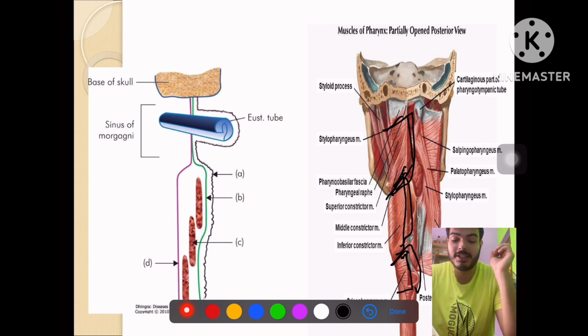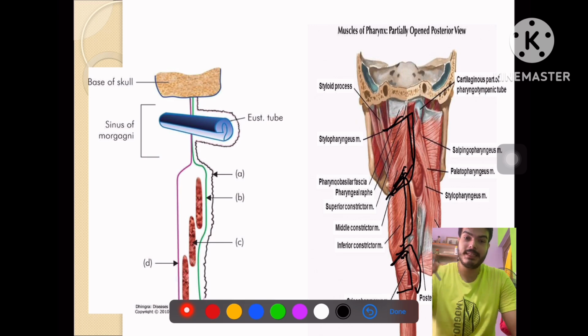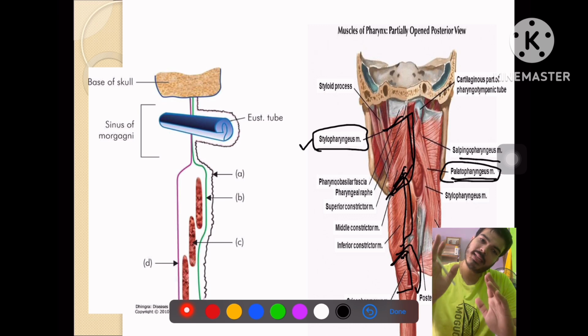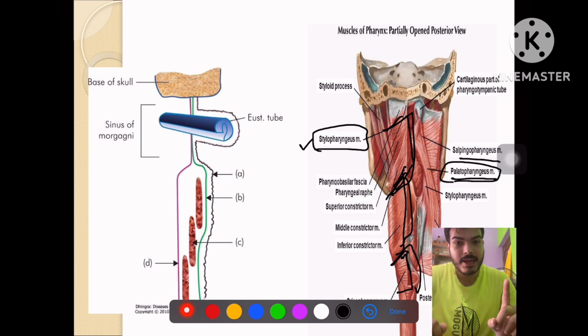Tensor veli palatini, ascending pharyngeal artery, auditory tube, levator veli palatini, and ascending palatine artery. I'm just slightly confused with the contents, but the above ones are okay. This A, I'm confused. I'll write it in the description. Okay, so this was about the contents of the sinus of Morgagni. Whenever that tumor goes towards the sinus of Morgagni, it can actually involve those structures. Tensor veli palatini and levator veli palatini are of course the muscles that open and close your eustachian tube, through contraction and relaxation. Whenever they are disturbed, that will lead to otitis media with effusion.